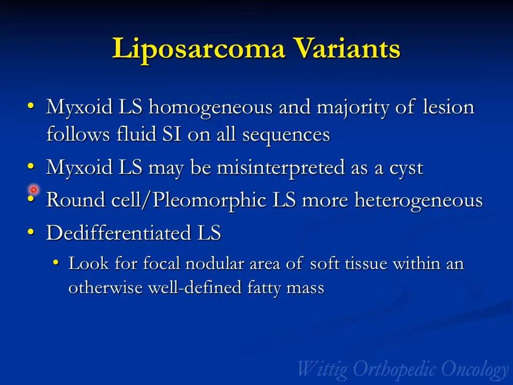Round cell pleomorphic liposarcomas are more heterogeneous in nature on an MRI. And for dedifferentiated liposarcoma, you look for focal nodular areas of soft tissue within an otherwise well-defined fatty mass. So you can see the majority of the mass may appear to be normal fat on an MRI, but you have these focal nodular areas which look different.